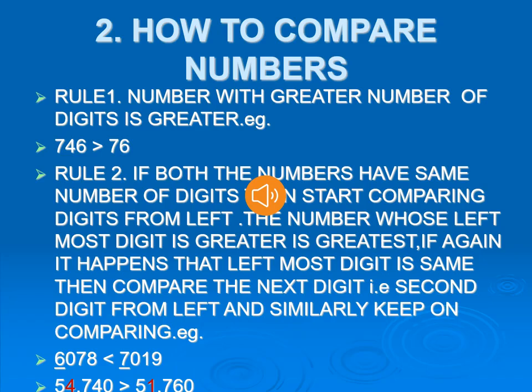Now rule 2: if both the numbers have the same number of digits, then start comparing digits from the left. The number whose leftmost digit is greater is the greater number. If it happens that the leftmost digits are again the same, then compare the next digit from the left, the second digit from the left, and similarly keep on comparing. For example, 6078 is less than 7019.